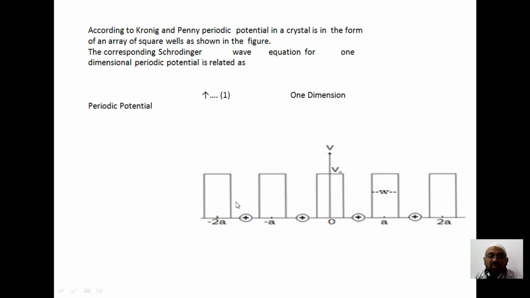Now these square wells, a theoretical concept. See, this is the origin, this is a, and this is 2a, where a is nothing but the lattice constant of the given crystal. So we already told you what the lattice constants are. A, B, C are the lattice constants, and you will find that the movement of the electron will be in the form of a square well.